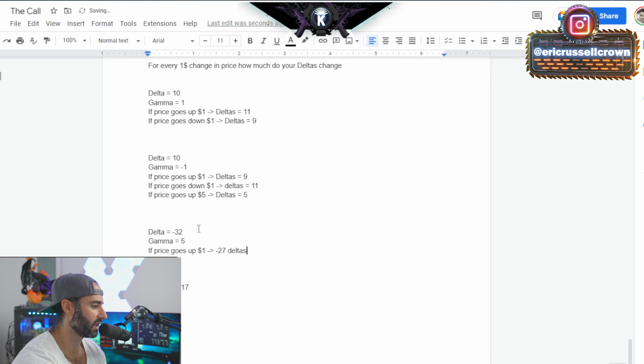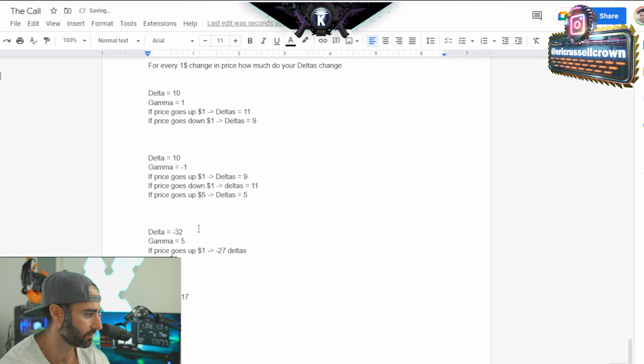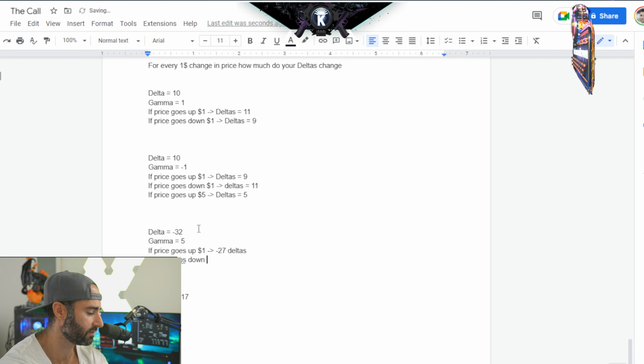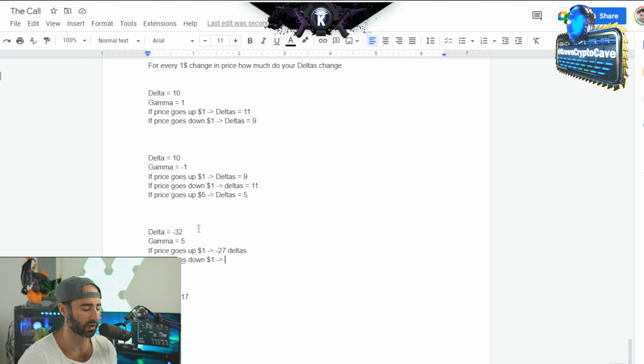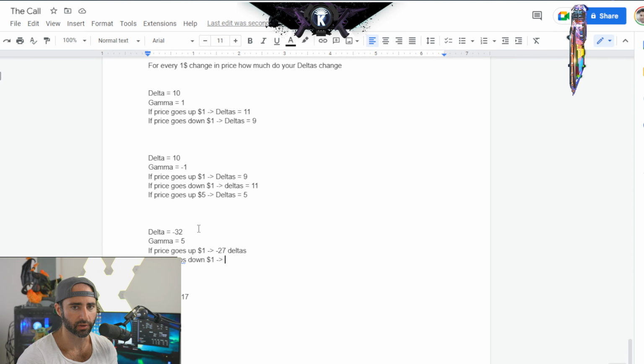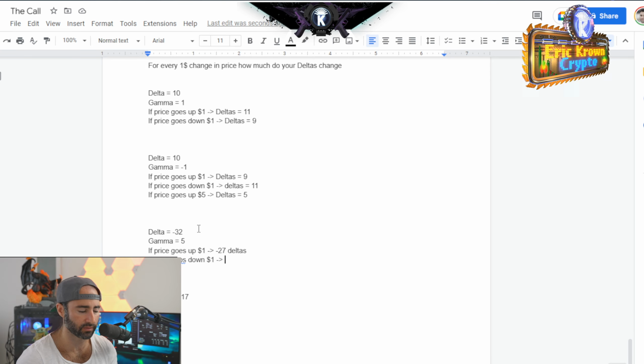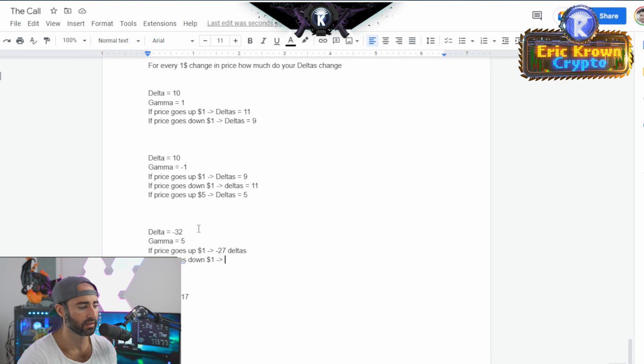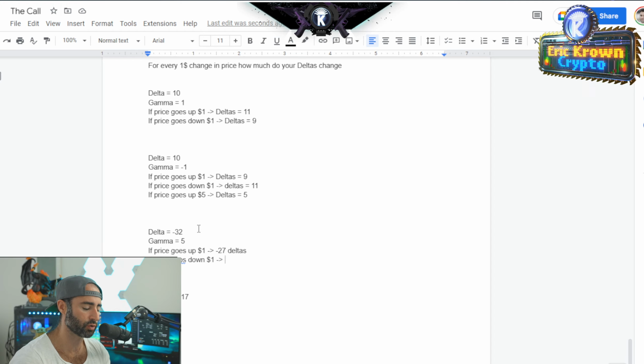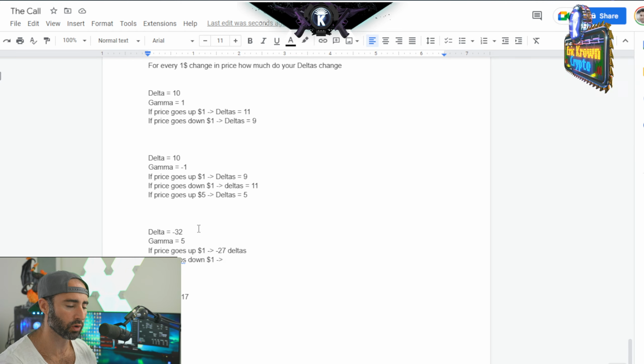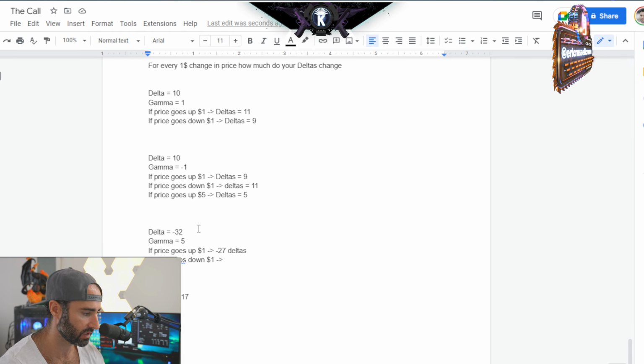Okay, and if price goes down, might as well do it for thoroughness sake, of course. Well, if price goes down $1, we lose 5 deltas. So in this case, we already are -32, so we're short 32 deltas. That means we're going to be short 37 deltas now. So we're getting more and more short exposure. So this would be -37 deltas. There we go.